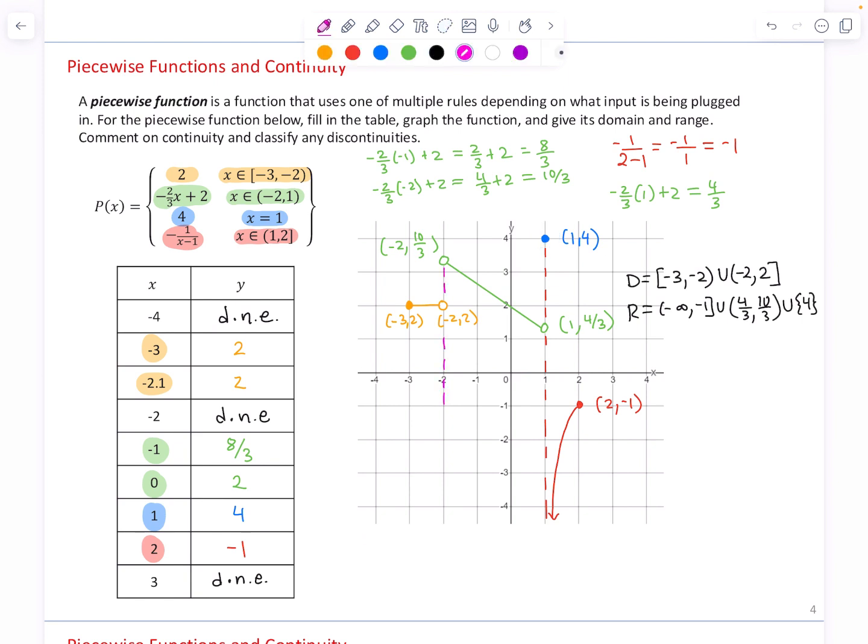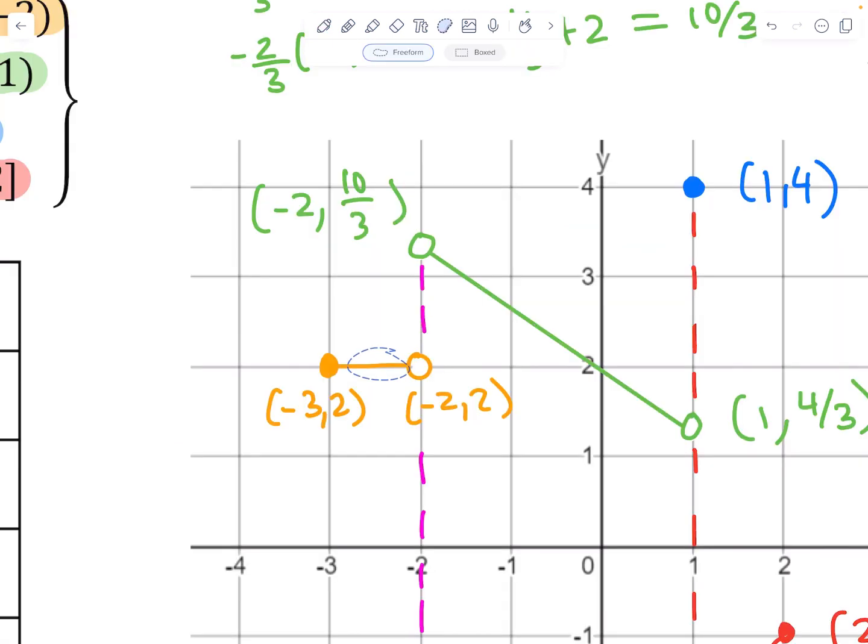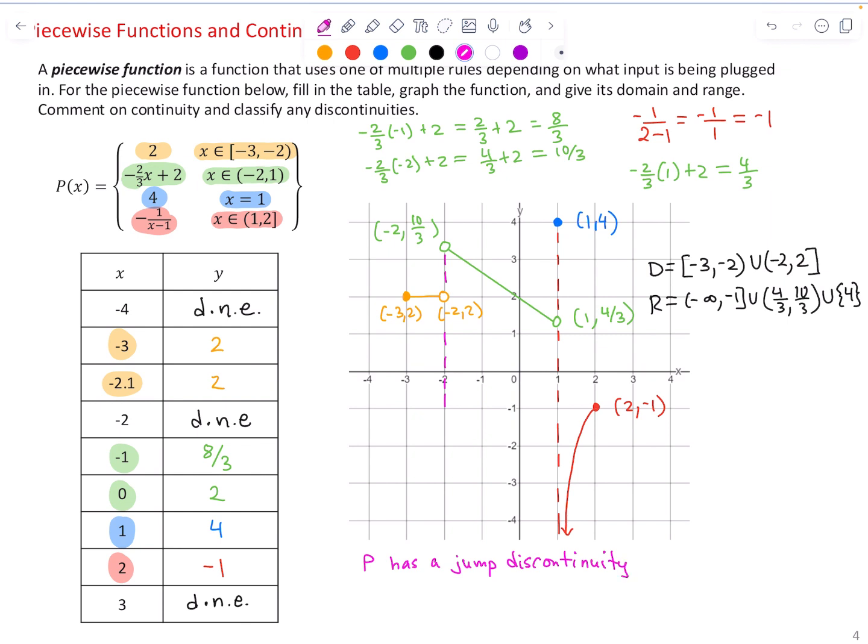So notice at x equals negative 2, one side of the graph approaches a height of 2, and the other side of the graph approaches a height of 10/3. This is what we were calling a jump discontinuity. So it's as if the y-coordinates, as soon as we get to x equals negative 2, jump to a new height and continue. So P has a jump discontinuity at x equals negative 2.